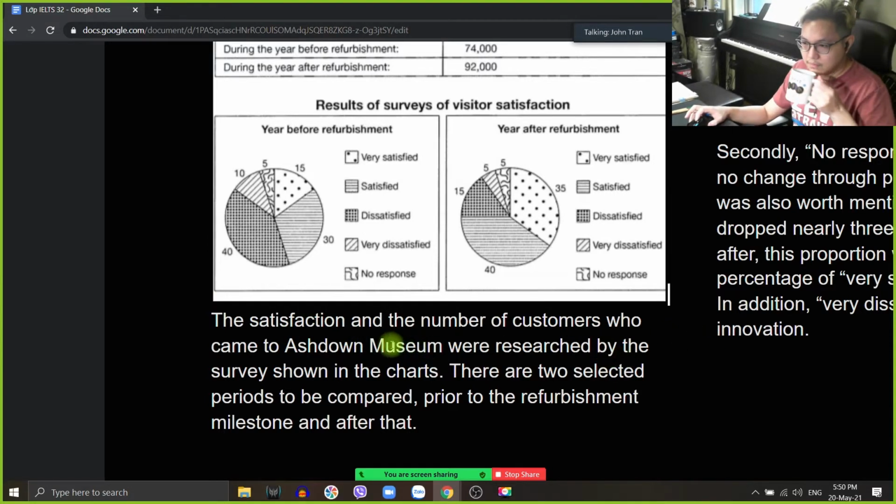The satisfaction. Well, if you write the satisfaction, it's not very clear. Whose satisfaction, right? Nếu mà Luân ghi là sự mãn nguyện thì không rõ là sự mãn nguyện của ai.